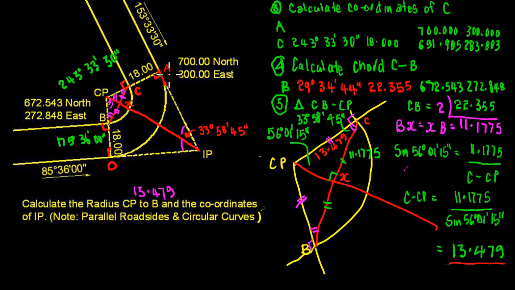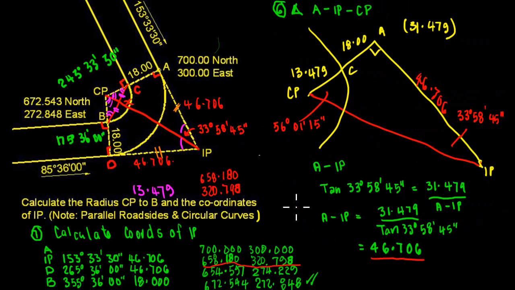So it now remains to proceed on and calculate the coordinates of IP. Alright, now to calculate the coordinates of the IP, we need to take out the triangle C, P, A, IP and calculate the distance A to IP. Now we know that this C to A is 18. We've just calculated the distance here, 13.479.